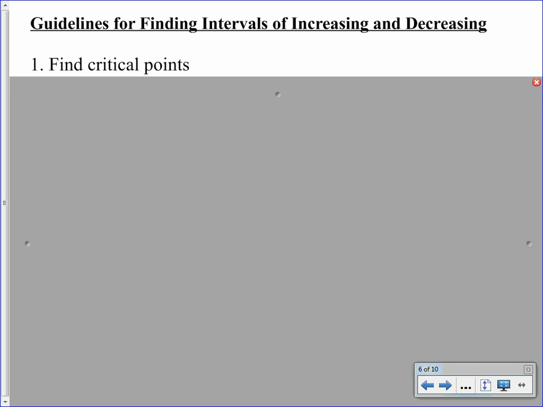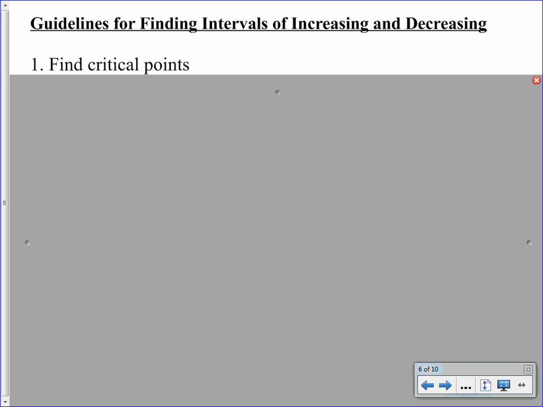Okay, so the first thing you're going to do is find critical points. How do you do that? Find a derivative and find where it is 0 or undefined. That tells you what your critical points are. Remember, critical points could be where we're switching direction. And if we're looking for increasing and decreasing, those points of switching direction would be important, right?